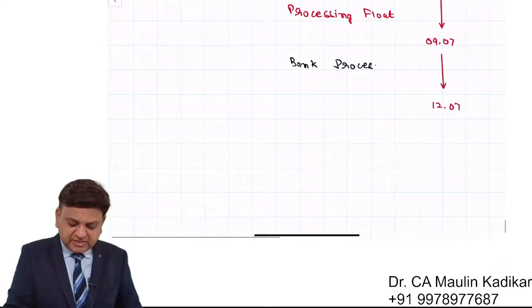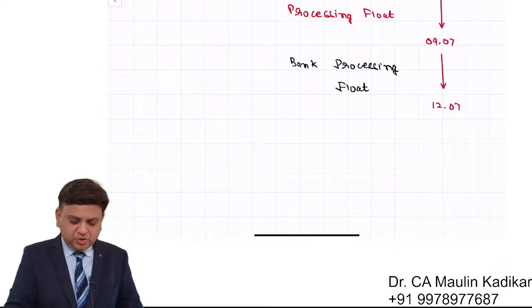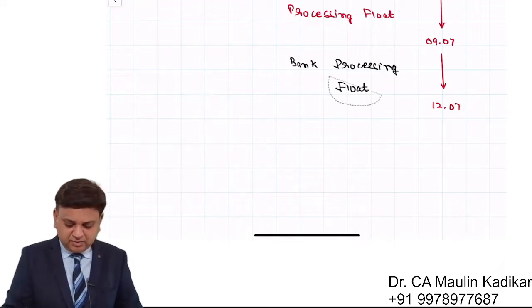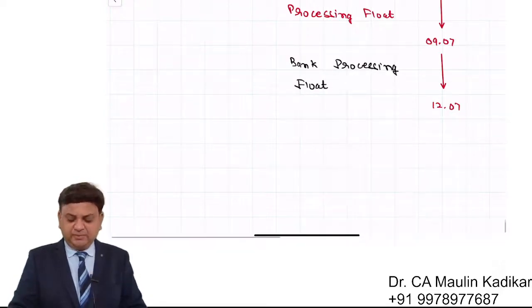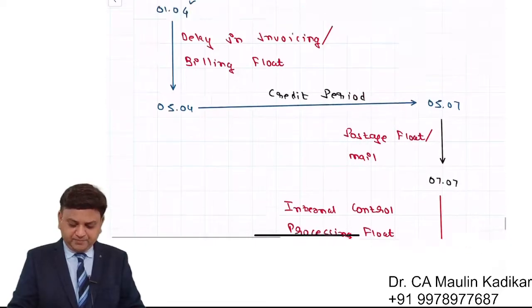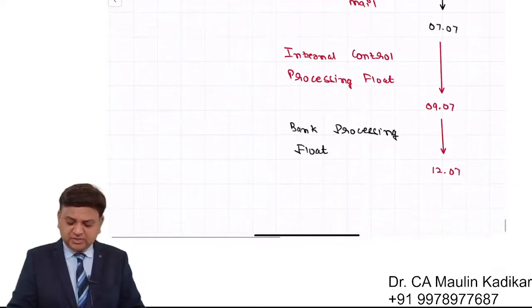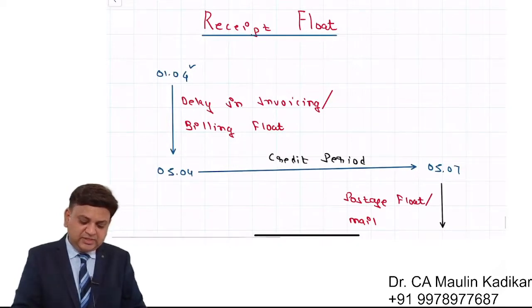So right now I'm just giving an explanation to you. Of course, we are required to write the answer properly. This is bank processing float, the time period in which the check is deposited in the bank, and it will take some time in the clearing procedure. And the total of all this is what we understand is called receipt float. That is what we understand.